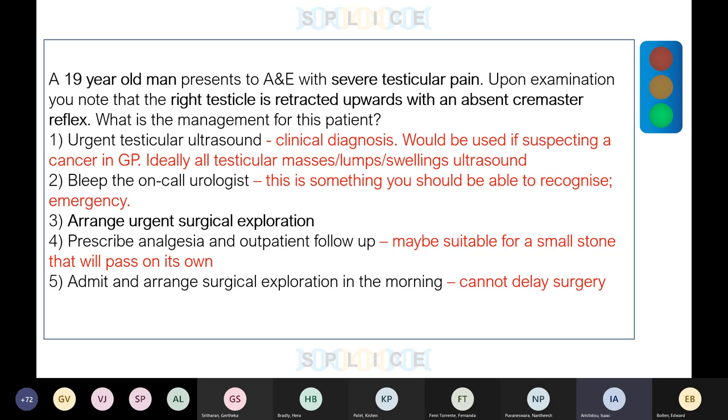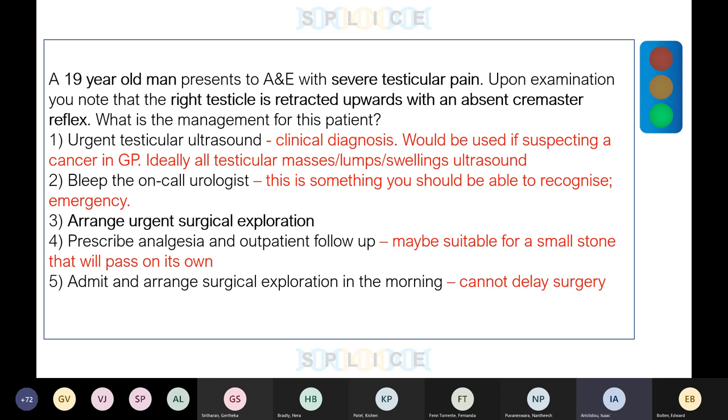I remember one of our questions being a bit ambiguous. Ideally, all testicular lumps or masses would get an ultrasound. But if it's torsion, you just go straight for urgent surgical exploration. Bleeping the on-call urologist is something you would do, but you should be able to recognize this on your own first.